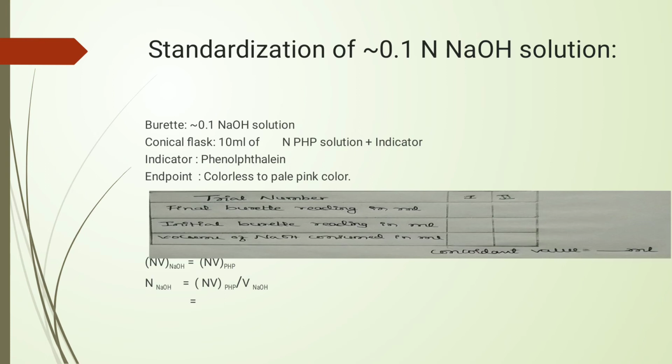The formula is N1V1 is equal to N2V2. It is nothing but normality into volume of NaOH is equal to normality into volume of PHP. We have to calculate the normality of NaOH, which is equal to normality into volume of PHP divided by volume of NaOH.